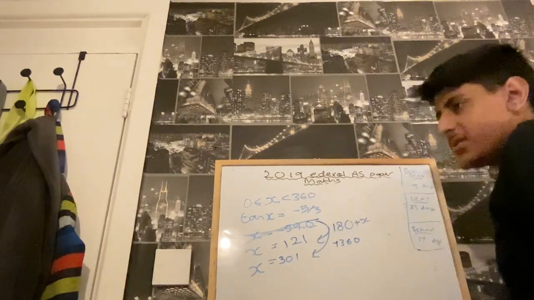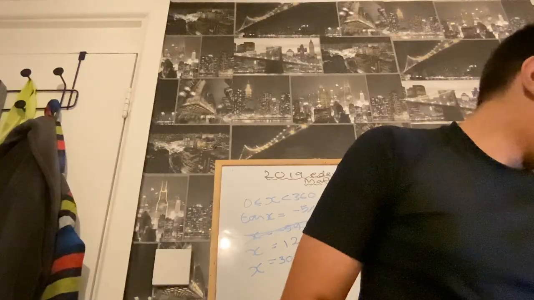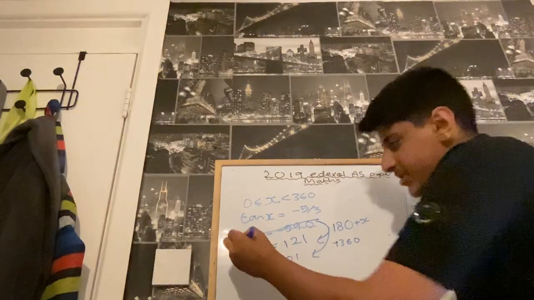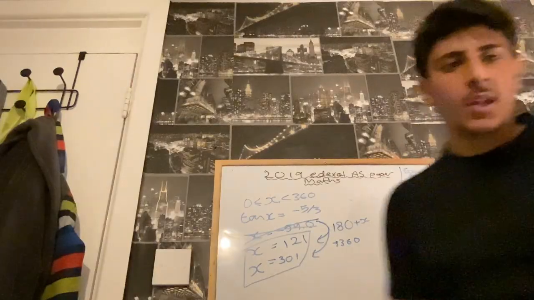Or 301, because it didn't ask for any decimal places. And that will be our answers. So these two will be equal to x in this range. And that is your answer.